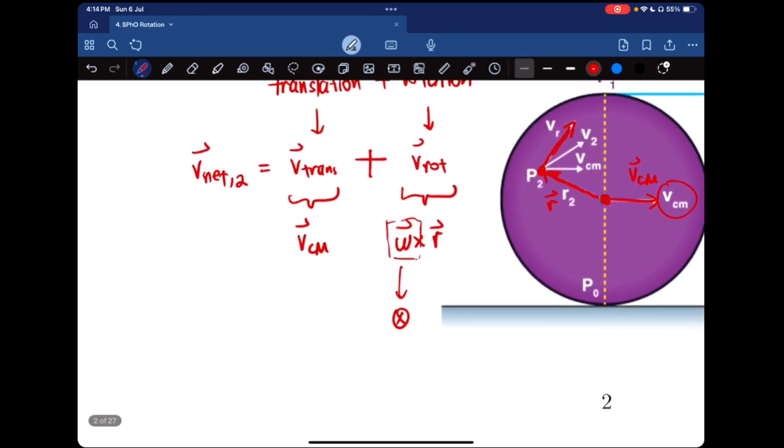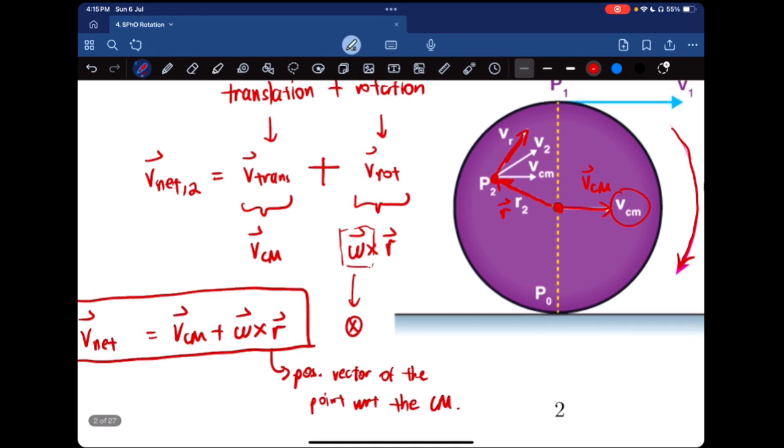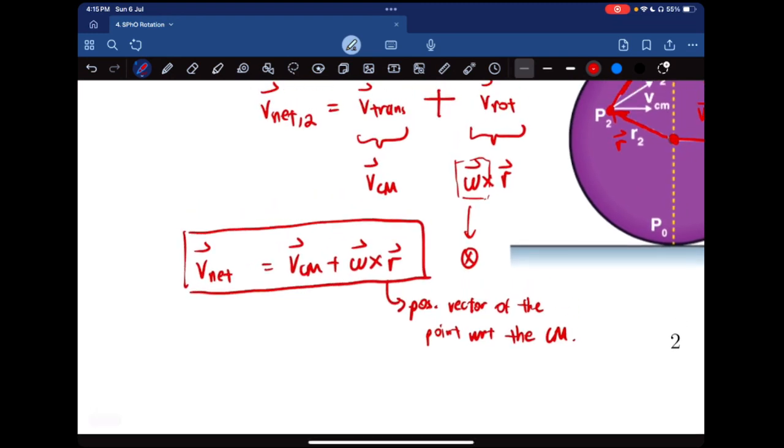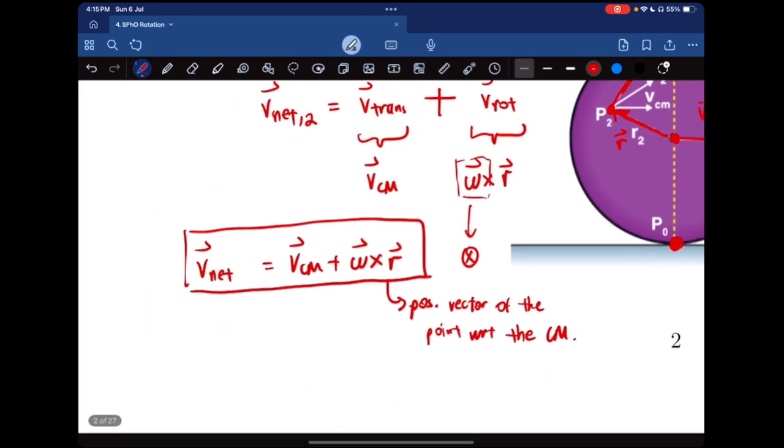So what this means is that the velocity at any point can just be expressed as VCM plus omega cross R, where R is the position vector of the point with respect to the CM. And this is a very important relationship. This holds for any single point on the ball. So two interesting points that we always like to look at will be the top of the ball, P1, and the bottom of the ball, P naught.